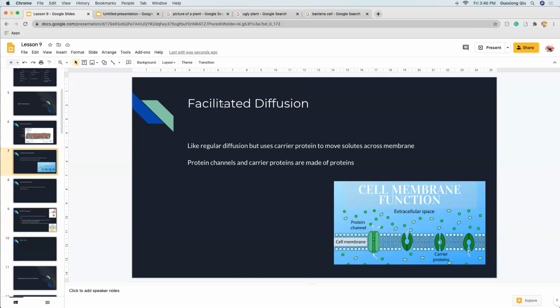But then there's facilitated diffusion. This is a type of diffusion or transport that doesn't need any energy, but it does have some help in the diffusion.